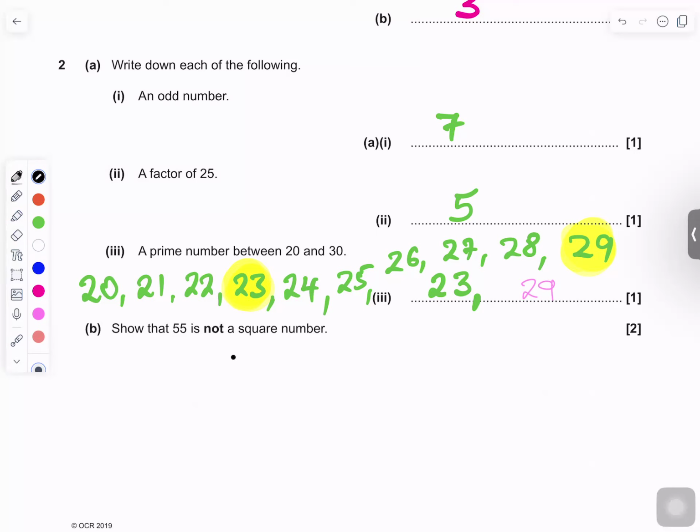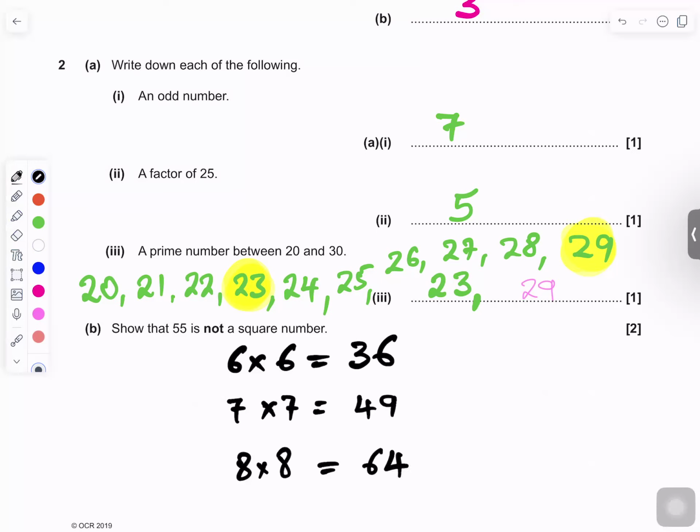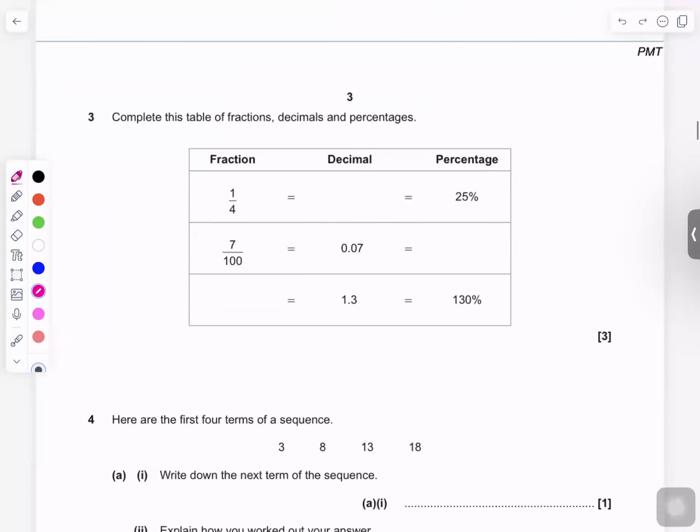Let's look at this. 6 times 6 is 36. 7 times 7 is 49. 8 times 8 is 64. So 55 is somewhere in the middle there. 55 is between 7 squared and 8 squared, so the square root of 55 is a decimal, not a whole number. So 55 is not a square number. That's how you can show it. 7 times 7, 49, 8 times 8, 64. So 55 is in the middle, it's not there. Okay, number three.